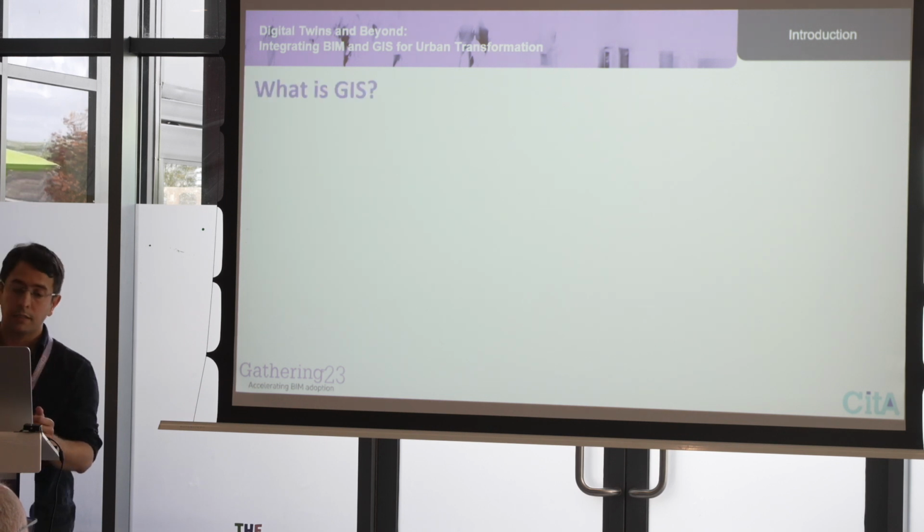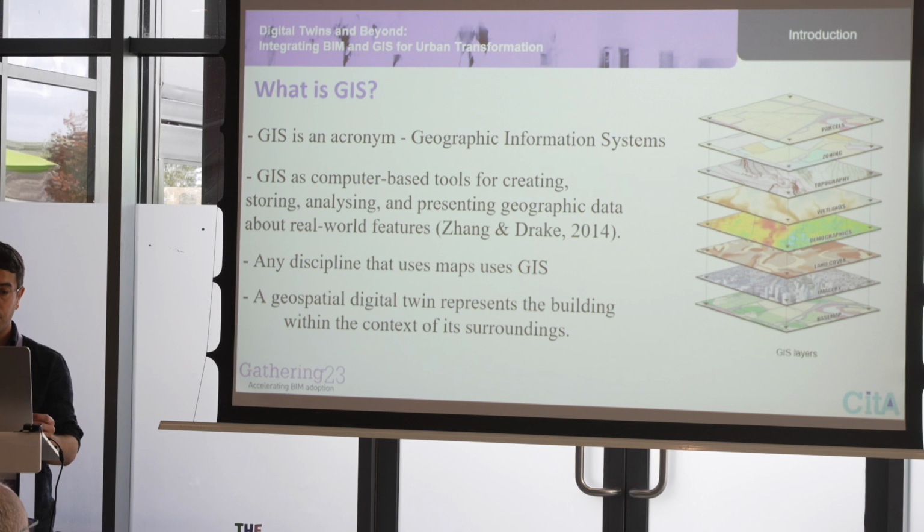And what is GIS? GIS stands for Geographic Information System. It's a computer-based tool for creating, storing, analyzing, and presenting geographic information about real-world features. We can say any discipline that uses maps probably uses GIS as well. And a geospatial digital twin represents the building within the context of its surrounding.